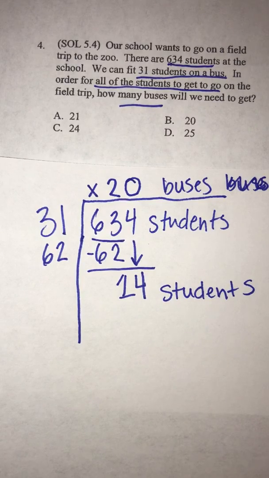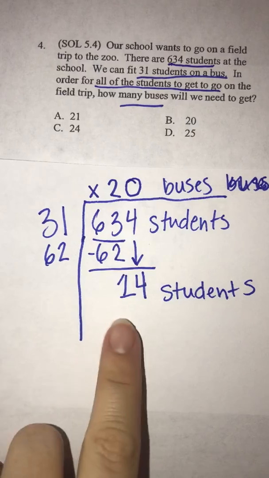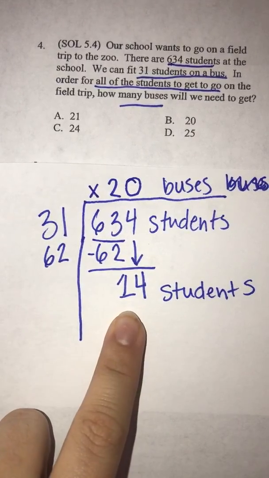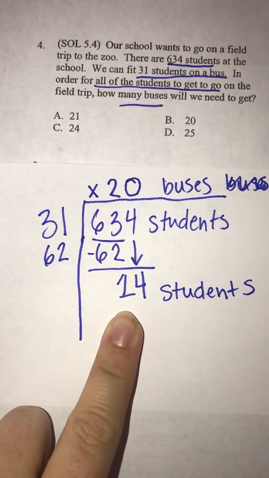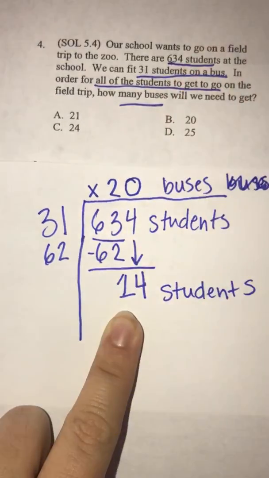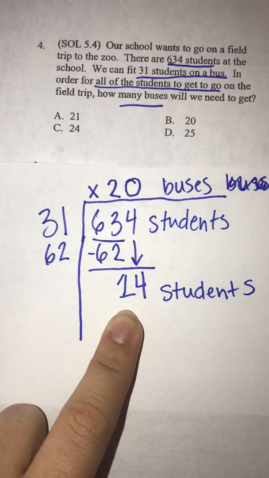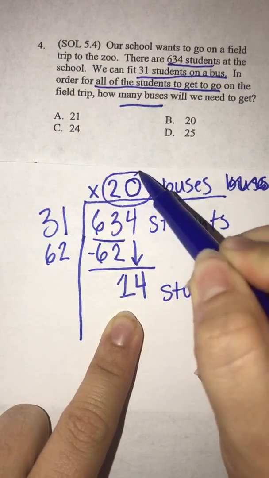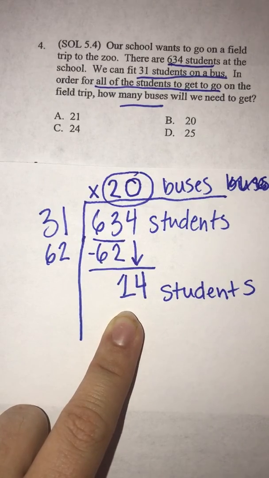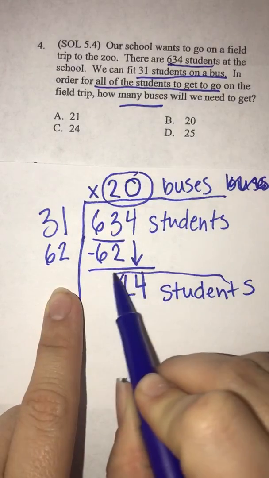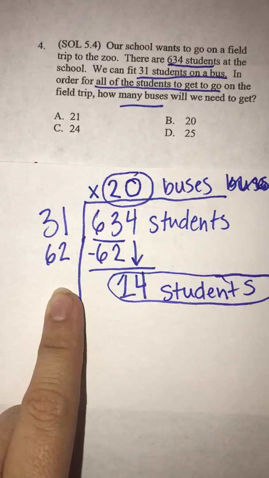So if Mrs. Daniel was going to make sure we had enough buses, what would she do? Is she going to leave these 14 students at the school? Well, the problem says all of us get to go. So that means, unlike the chair problem from yesterday, 20 buses is not going to be quite enough because these 14 people cannot get left behind.